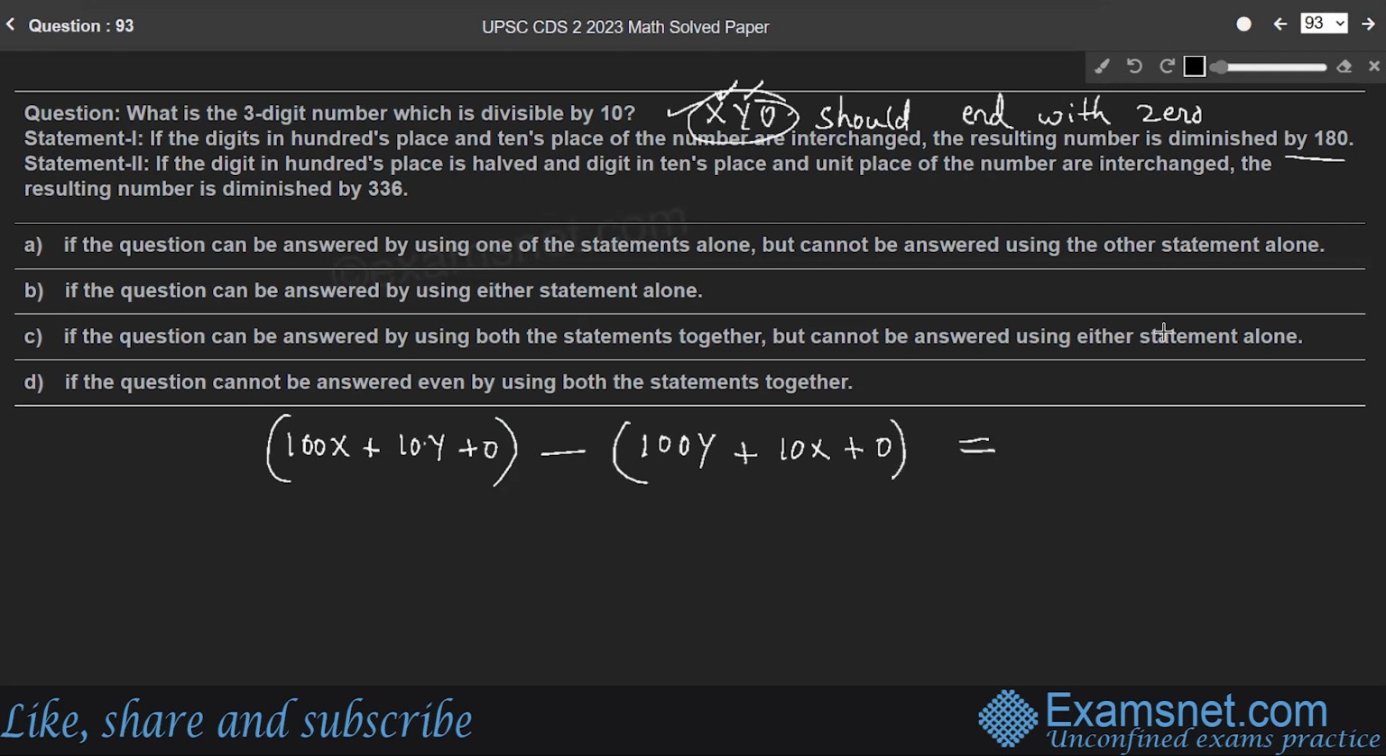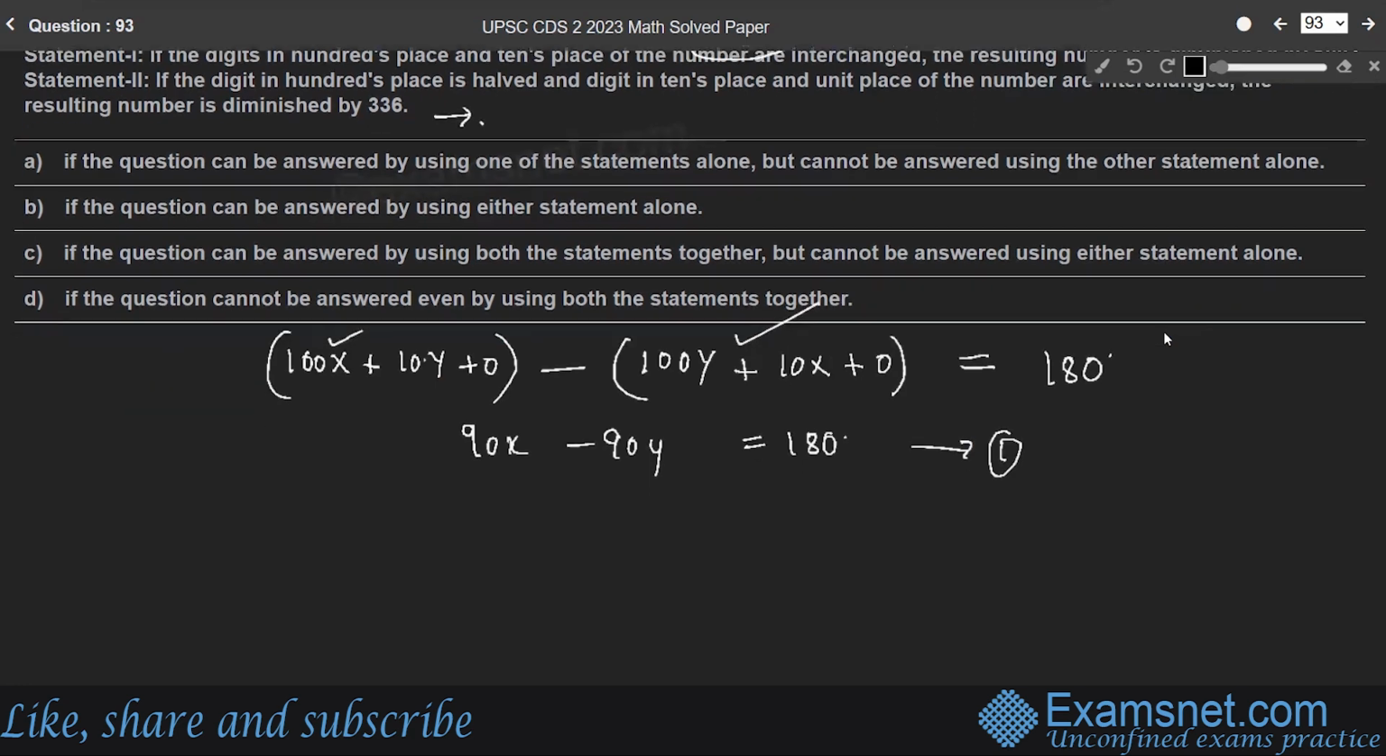So the difference between these two numbers is 180, right? The resulting number is this one, 100Y plus 10X plus 0. It is diminished by 180, means their difference is 180. We just have to change their place values here. Now simplify it: 100X minus 10X is 90X, minus 90Y is equal to 180. So can we find the number using this first statement? It is not sufficient, right? We need the second statement also. So we'll consider this as equation 1. Whether the second statement is sufficient or not, we will decide.